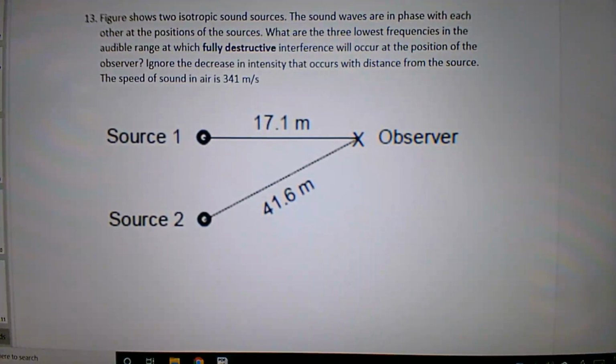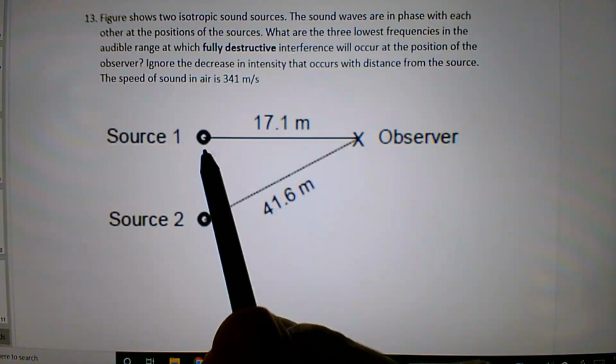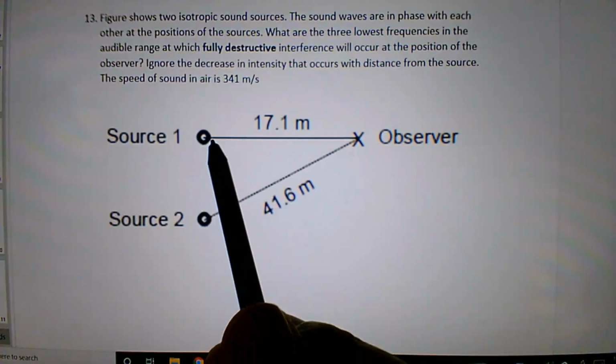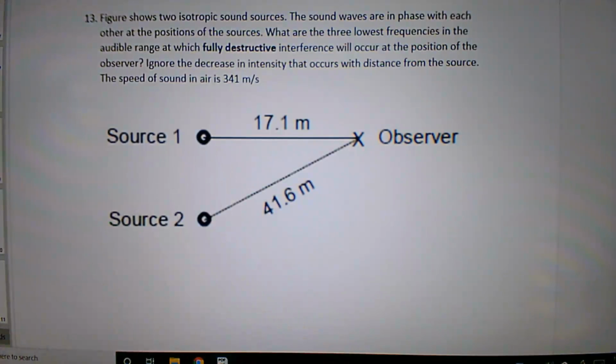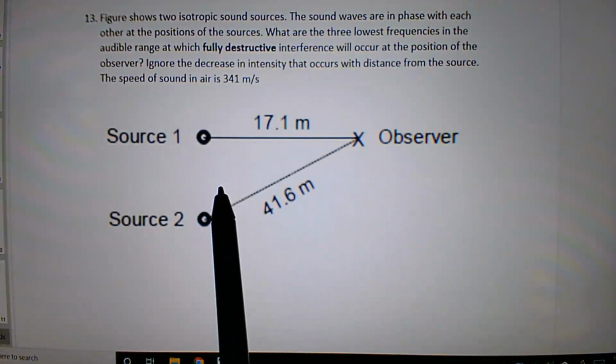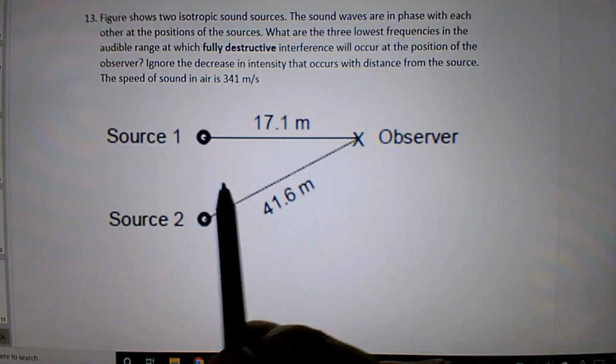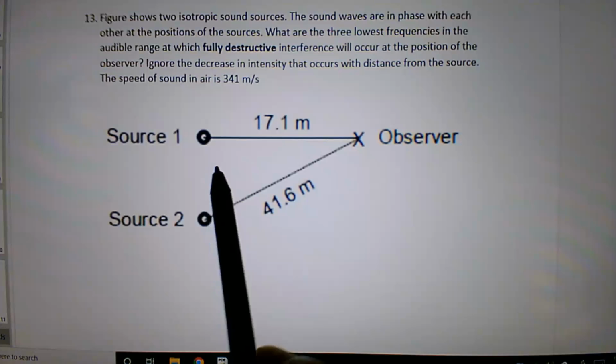So here's the next question. Again, you have two sources of sound, emitting sound at the same frequency, in phase, coherently. It's asking what are the three lowest frequencies in the audible range at which fully destructive interference will occur at the position of the observer as shown in the diagram. It says ignore the decrease in intensity that occurs with distance from the source. The speed of sound is 341 meters per second. So it's basically asking for the first three lowest frequencies in the audible range at which this observer will get destructive interference, no sound. So you have to figure out the first three such frequencies, but they should be in the audible range.